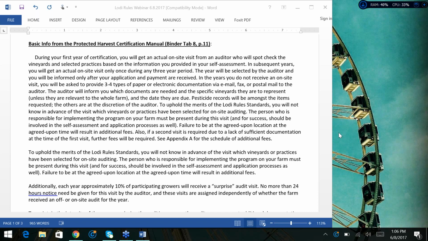Hopefully you've heard from one of us so far. We will spot check the vineyards and selected practices based on the information you provide in your self-assessment. In subsequent years, you'll get an actual on-site visit only once during any 3-year period.